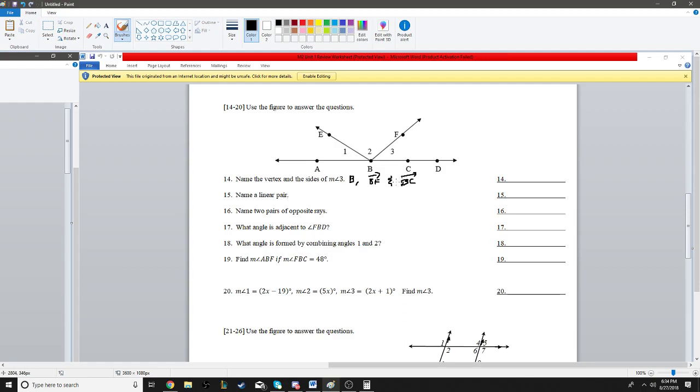Name a linear pair. So it doesn't say specifically how I have to answer it. So a linear pair would be like, actually I probably do have to answer it using the letters. So a linear pair would be this pair plus this pair. So this would be angle ABE and angle EBD.